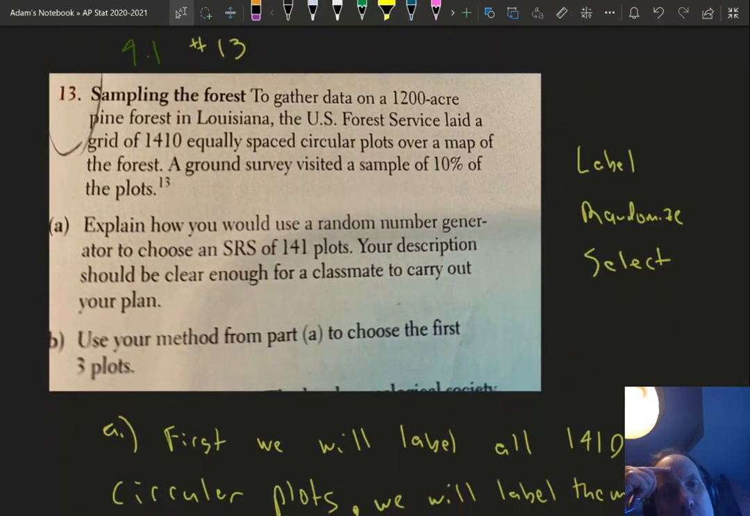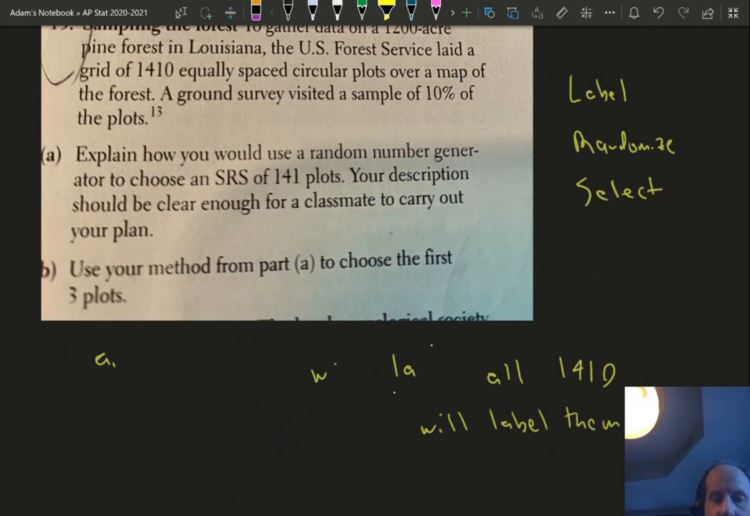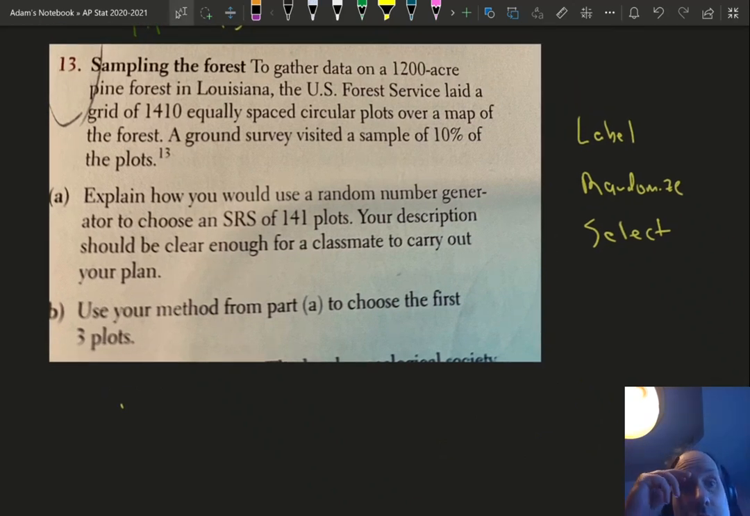All right, I'm going to go on to 4.1, number 13, because I want you guys to know that sometimes there may be a question where we're going to use a random number generator to do a simple random sample rather than just giving a table of numbers like we did in the previous example in the previous part of the workbook. So let's take a look here.